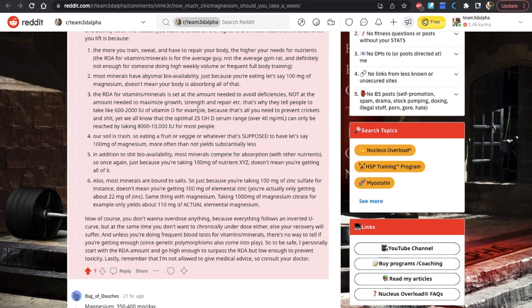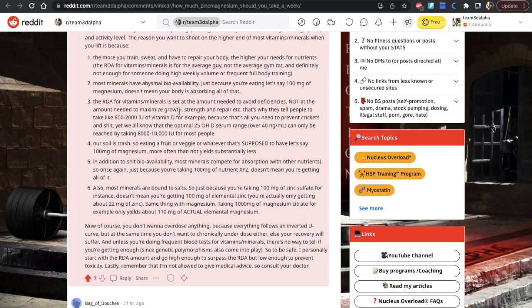Zinc is even worse. The bioavailability of zinc is like 20 to 30%. So that's why I like to shoot for the higher range, and again, not so high that you create toxicity, right? You always got to keep that in mind. Always look at the upper limit for toxicity.